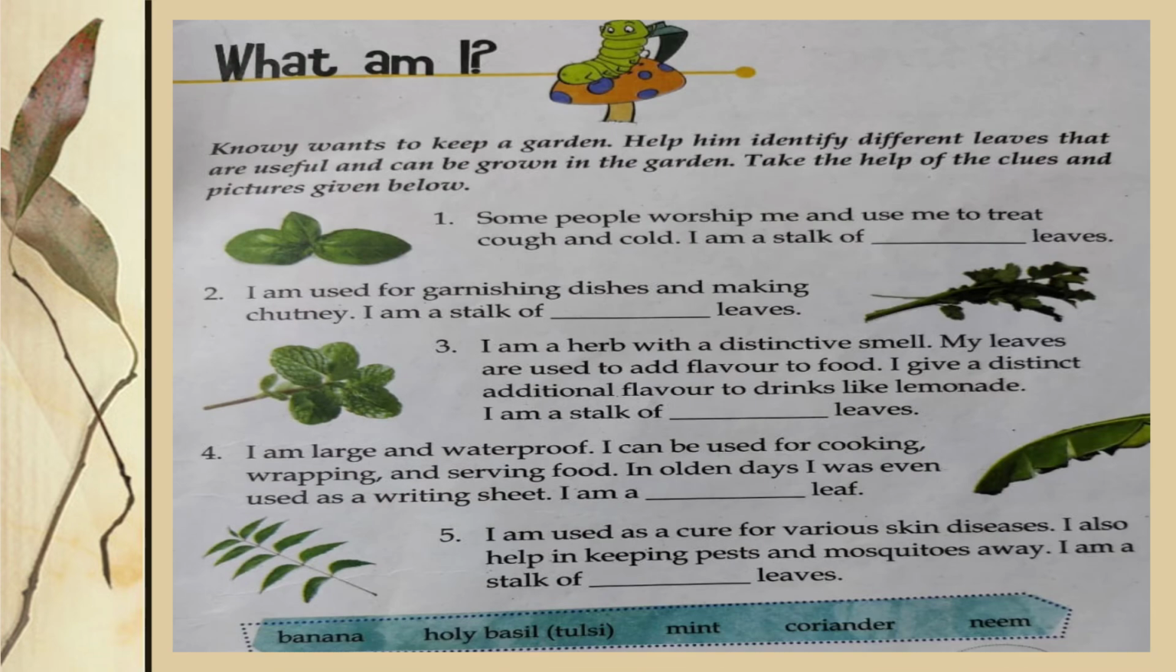Now I'll show you an exercise here from your book, and we will discuss that. Noe wants to keep a garden. You know, Noe is very interesting and he just wants to maintain his garden. Help him identify different leaves that are useful, and you have to tell him which kinds of plants are useful for his garden and which kinds of plants are not useful for his garden. Let's talk about this. You have to take the help of the clues and pictures given below.